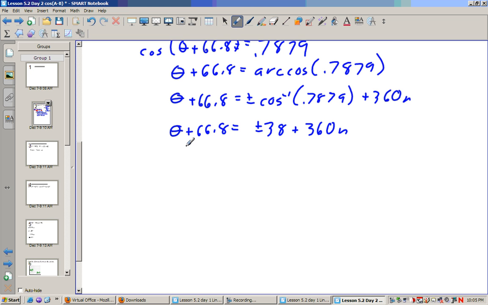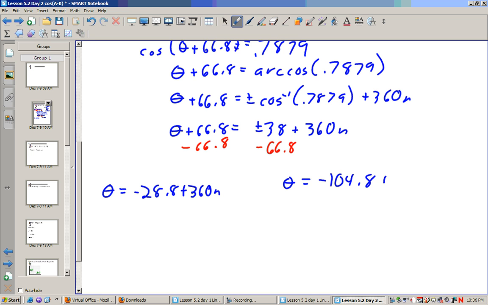Now I'll subtract 66.8 from both sides, and I have 38 minus 66.8, which one answer is going to be theta equals negative 28.8 plus 360n. My other answer is going to be negative 38 minus 66.8, which is going to be negative 104.8 plus 360n.